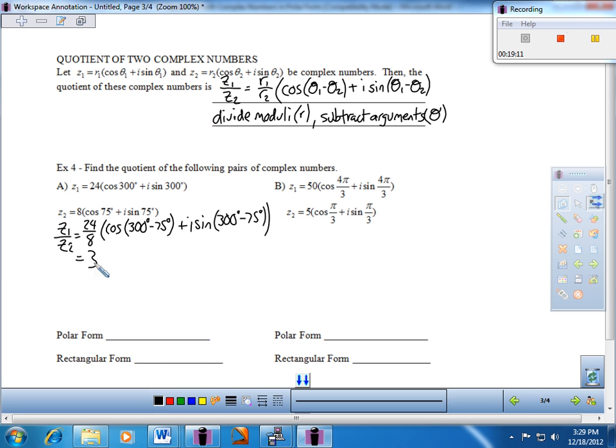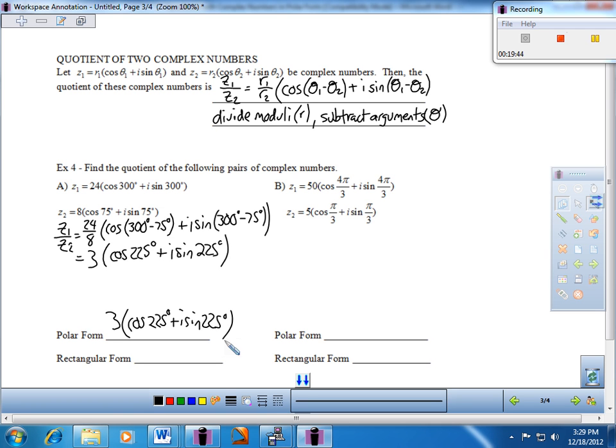24 divided by 8 is 3. And I get cosine. Looks like 300 minus 75 is 225. And then i sine, same deal, 225. How does that look? Divide the r's, subtract the thetas. And that's your answer. It's pretty basic as it gets. That's your answer in polar form. So just manipulating numbers in two different forms. At this stage, we should be pretty comfortable with both polar form and rectangular form of a complex number.